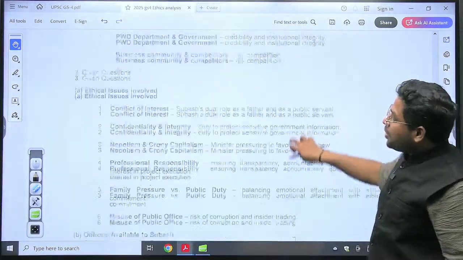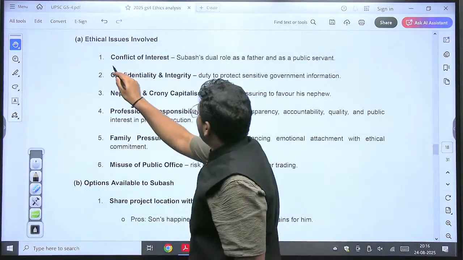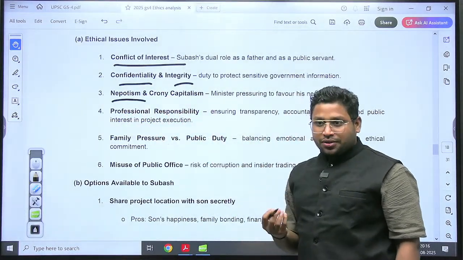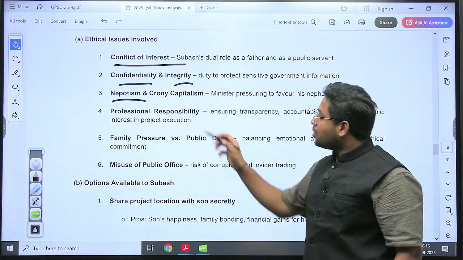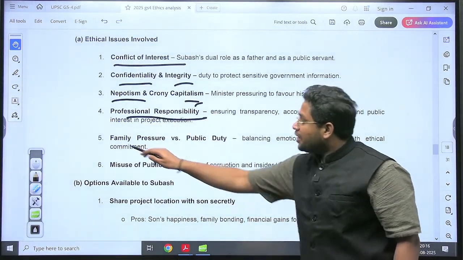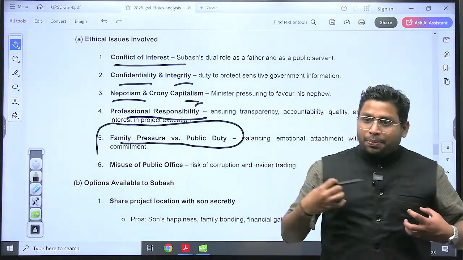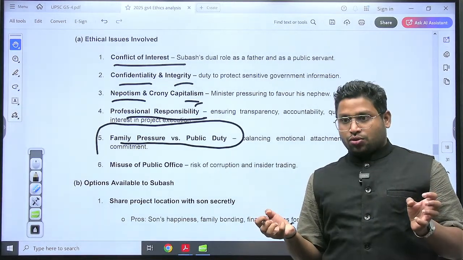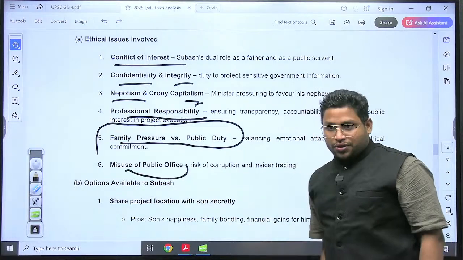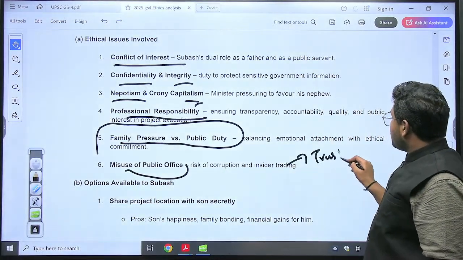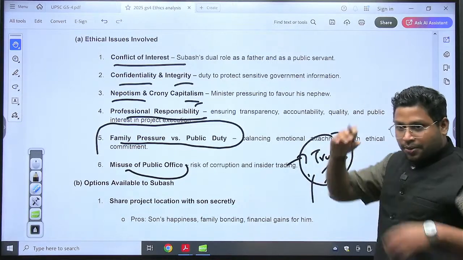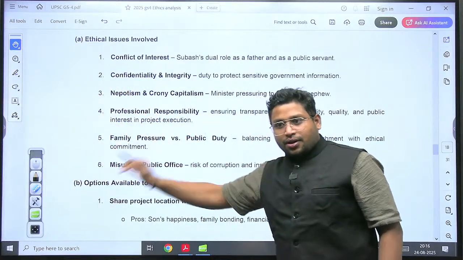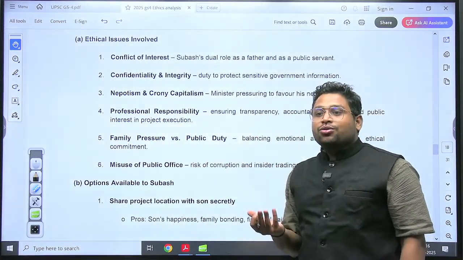Now simply you will talk about the same things as I said. Conflict of interest, confidentiality, your own integrity, this nepotism coming into the picture. If you do this act, it's nepotism, corruption, all these things. Professional responsibility, how you manage family pressure and public duty, how you separate them also. And misuse of public office, that trust part. Again, I can say that this is the trust part between citizens and the state. The same thing has to be talked about. Thinking about this problem is not a big deal. What can you do? There are different options.